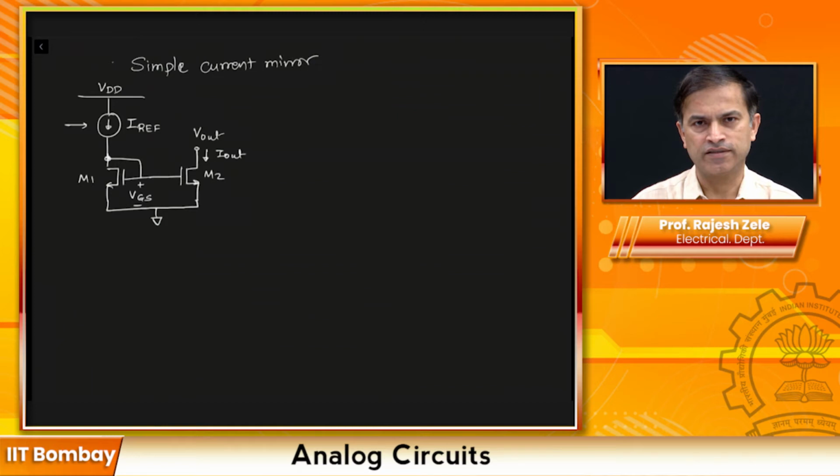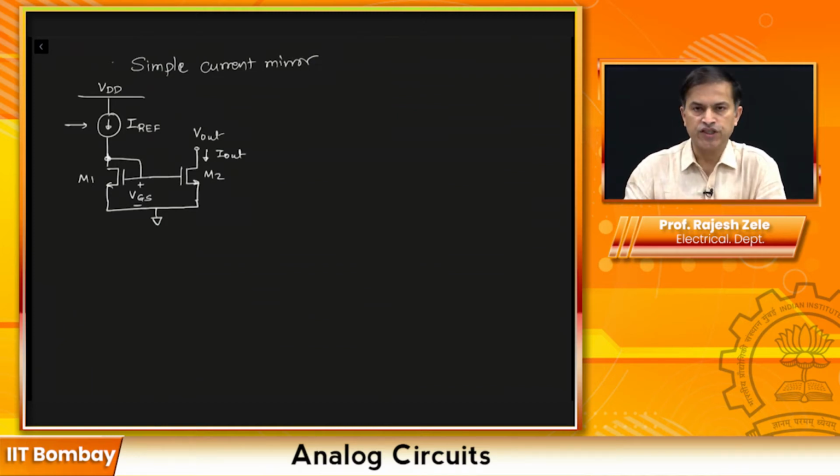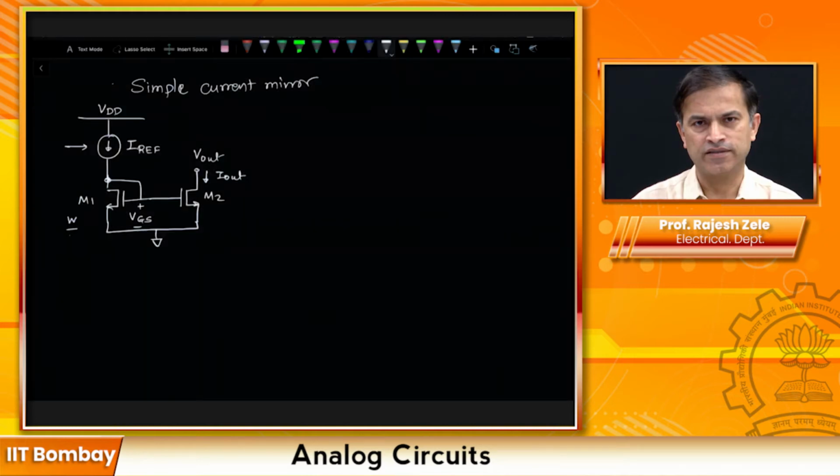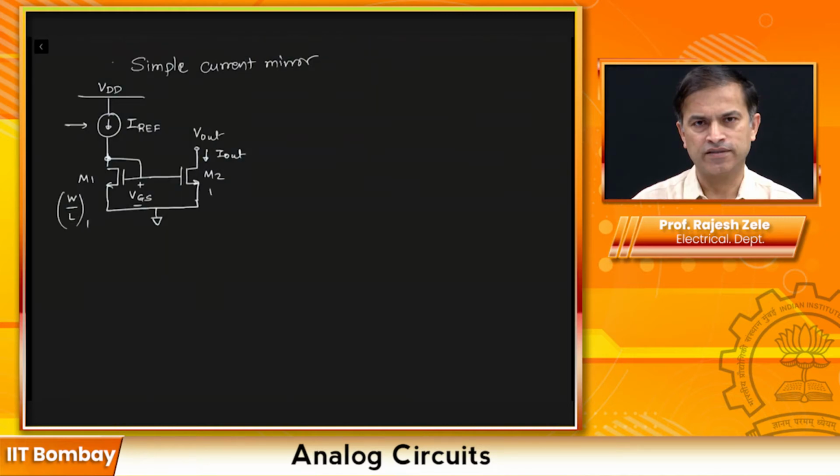When the current flows through the diode connected device, it will generate VGS, and that VGS we apply to the different transistor M2. Now these two transistors could have two different aspect ratios, W by L of 1 and W by L of 2.